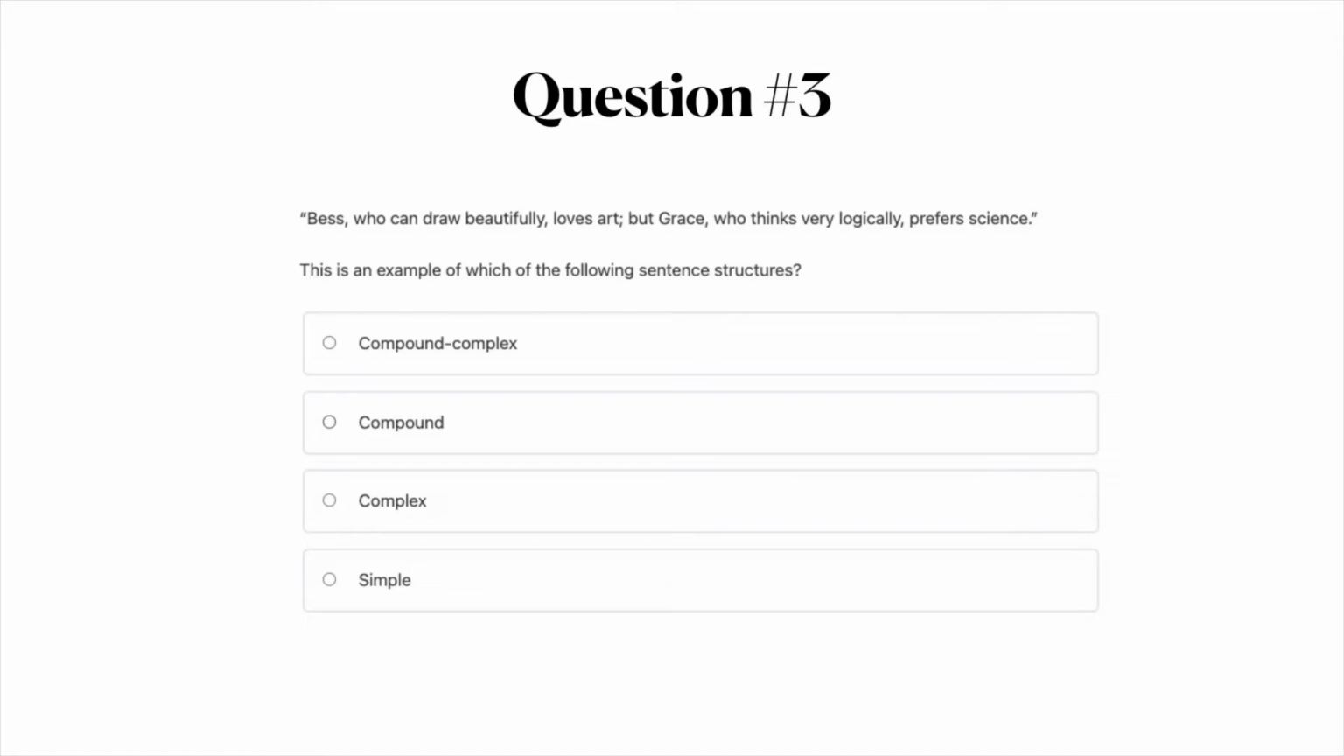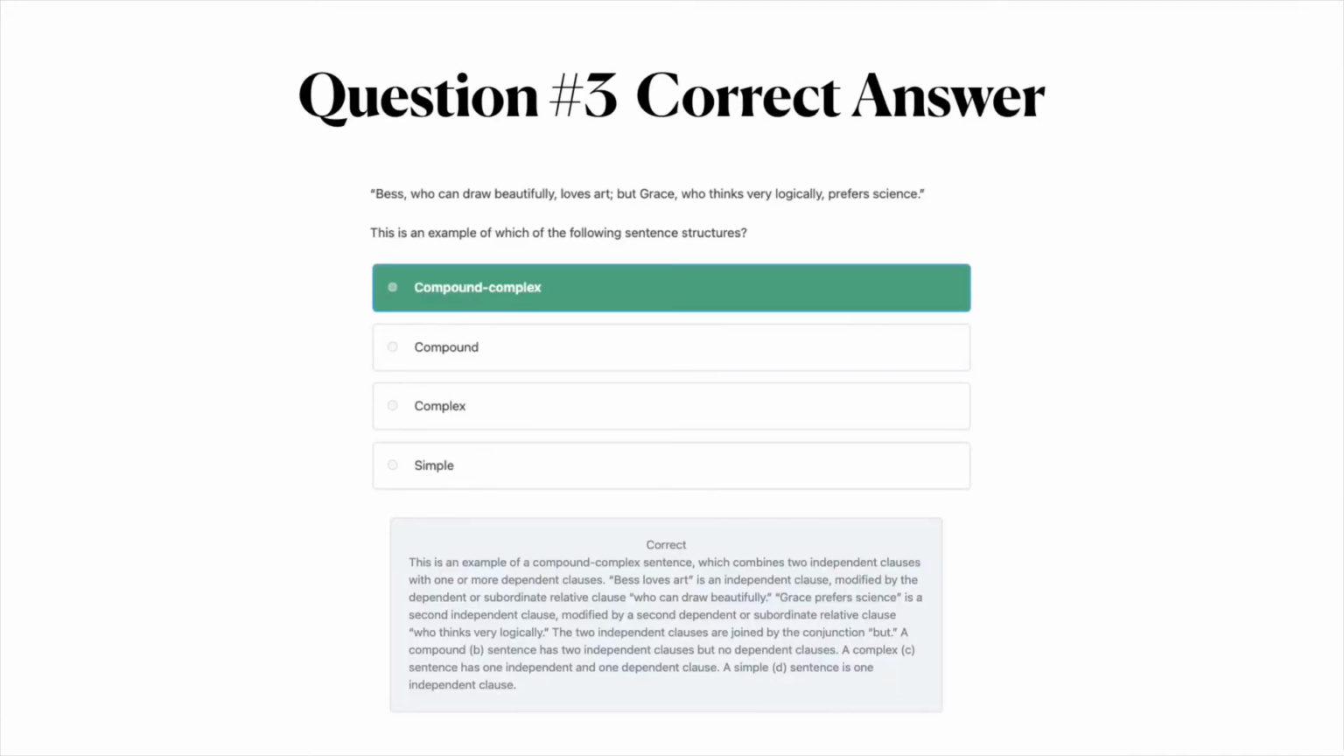Bess, who can draw beautifully, loves art, but Grace, who thinks very logically, prefers science. This is an example of which of the following sentence structures? A, compound complex, B, compound, C, complex, or D, simple. Give yourself a minute to answer this question, and then we'll go ahead with the answer. The answer to question number 3 is A, compound complex.